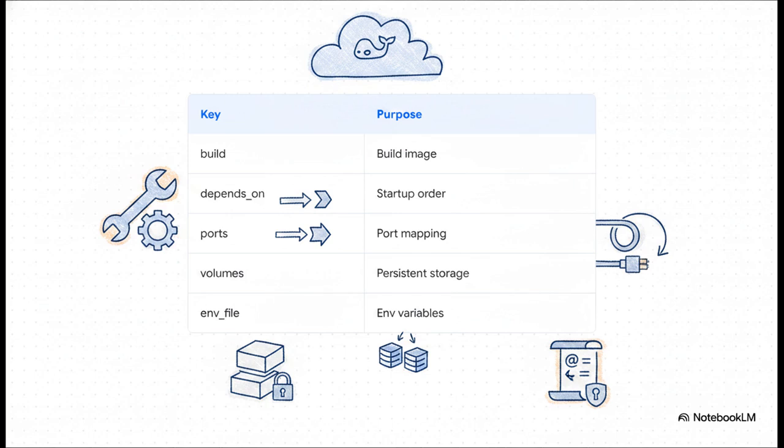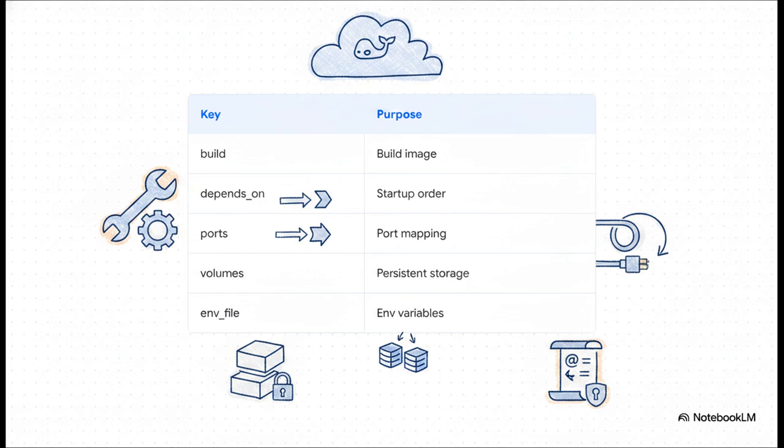The build or image keys tell Docker exactly where to find the source code. Actually, scratch that. It's more like telling it whether it's building locally from a Dockerfile or pulling a pre-built image like Postgres 16. Then, depends_on creates a startup sequence, so your backend doesn't completely panic trying to connect before the database even wakes up.